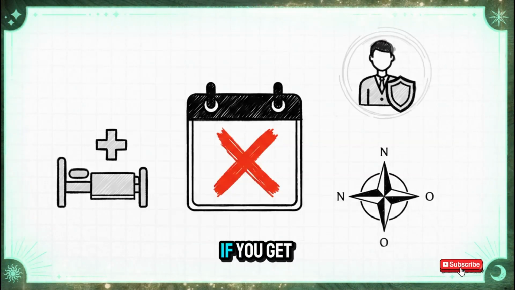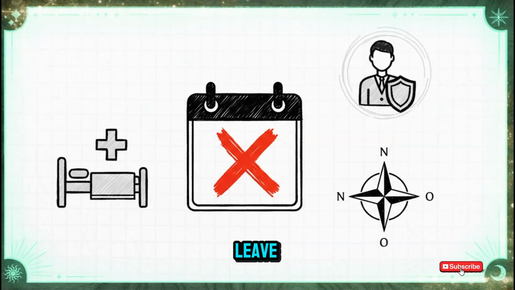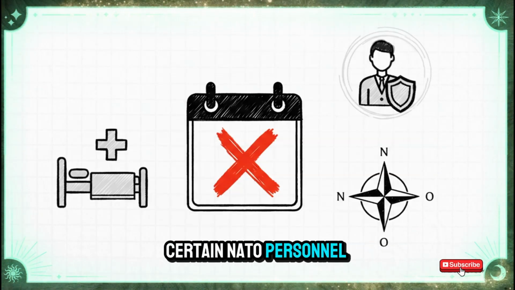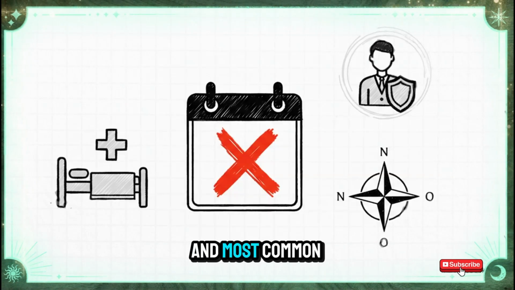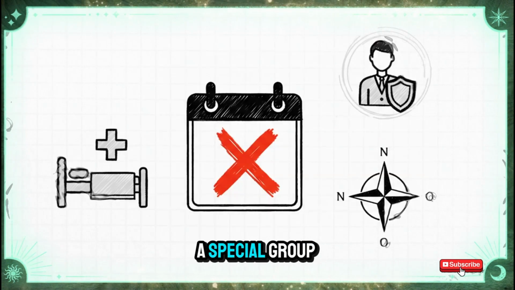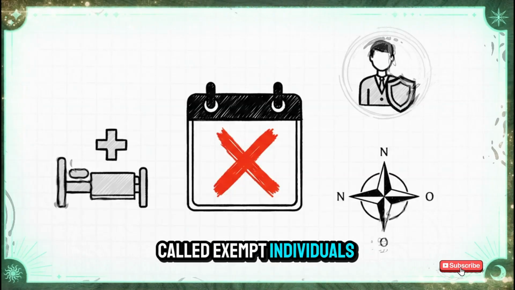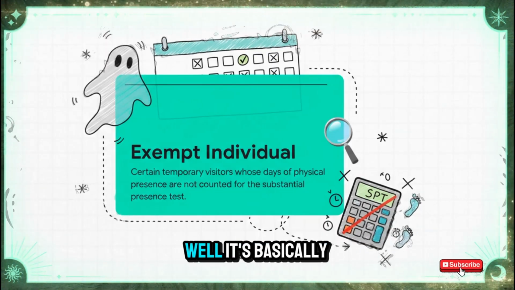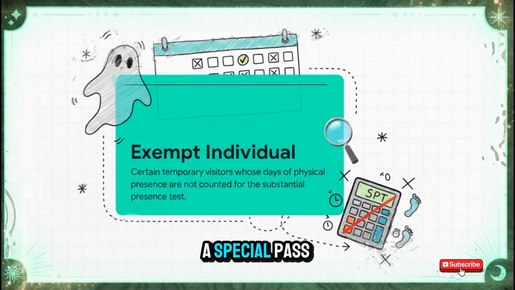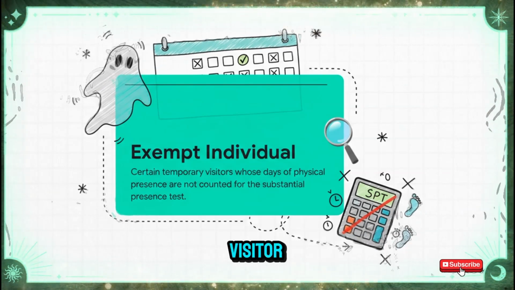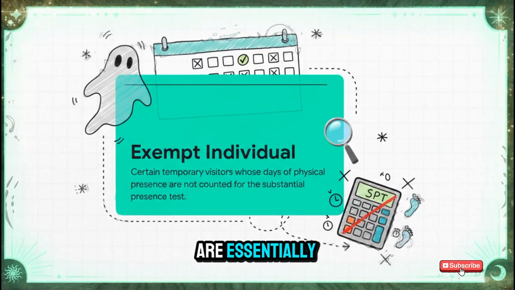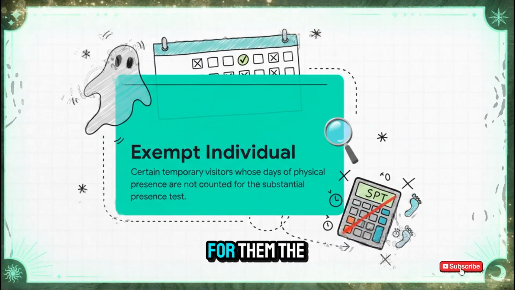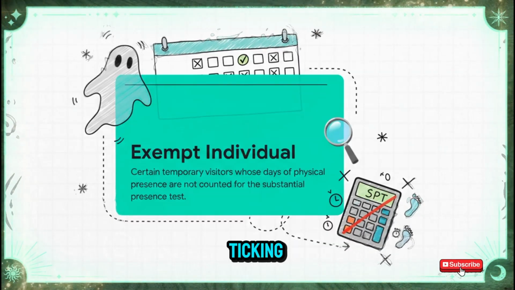For instance, if you get sick while you're here and can't leave, those days don't count against you. Same thing for certain NATO personnel. But the biggest and most common exclusion is for a special group of people called exempt individuals. So what is an exempt individual? Well, it's basically someone who has a special pass. They're a temporary visitor, and their days in the United States are essentially invisible to the substantial presence test calculator. For them, the clock just isn't ticking.